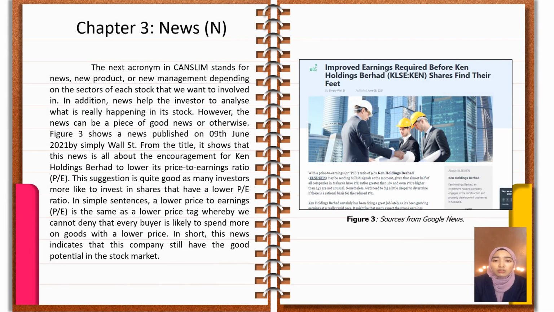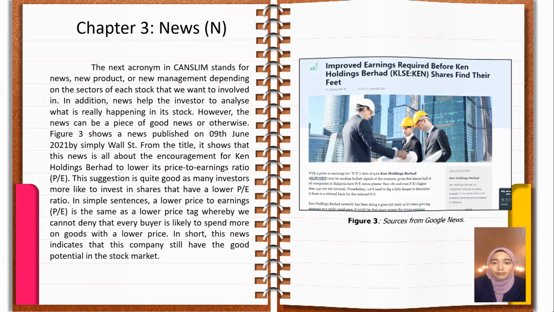Next, news is also useful for investors to see what is really happening in its stock. For example, this is the news for Ken Holdings Berhad. From the title, this news is all about the encouragement for Ken Holdings to lower its price to earning ratio. This is a good suggestion as many investors like to invest in shares with a lower price to earning ratio.